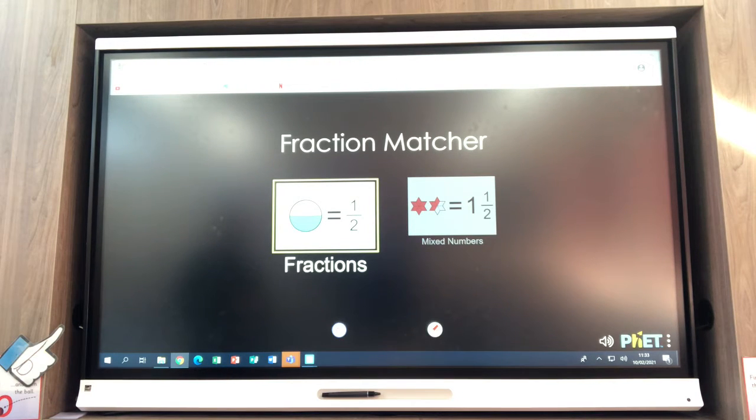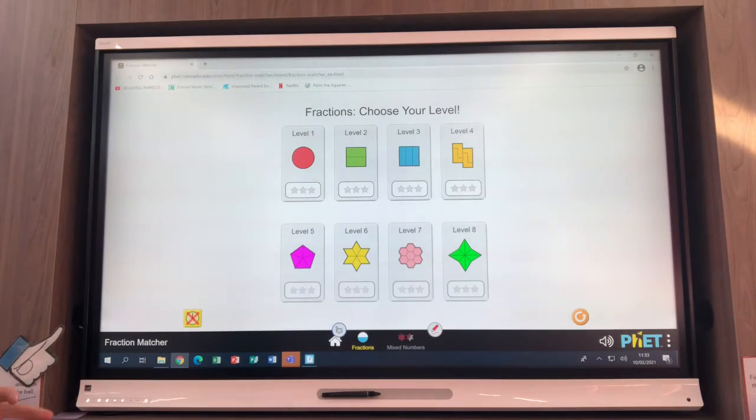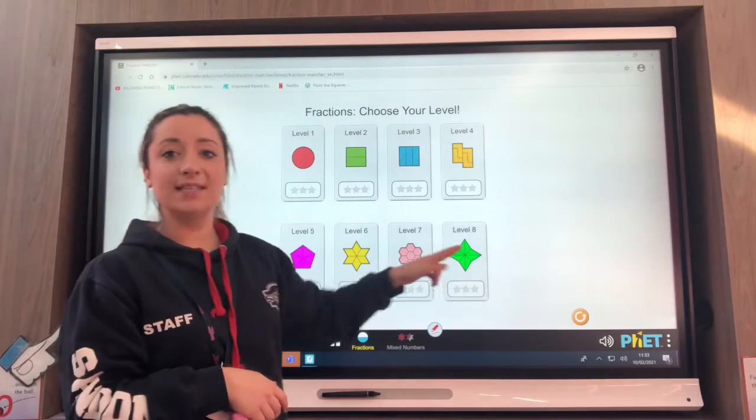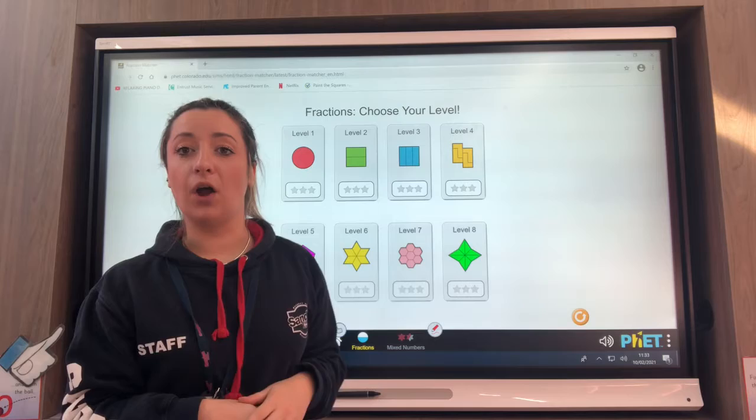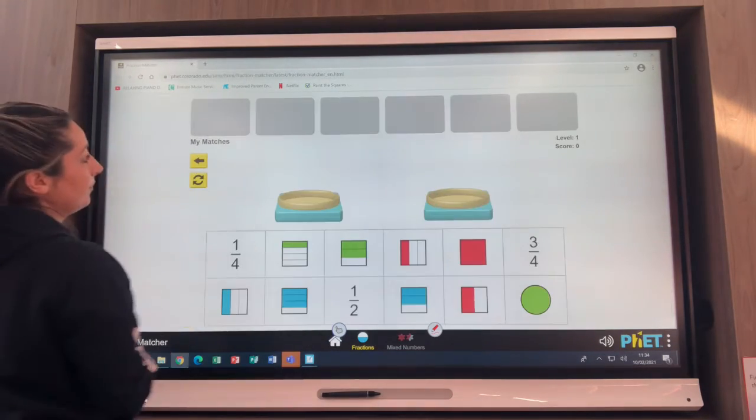Okay, so it's called a fraction matcher. So you're going to match the representation of the picture to the fraction. So we're going to go on this one here. And I'm going to start on level 1. Now, if you want to access this at home, then you can choose from different levels. It goes all the way from level 1 to level 8. So I'm going to go on level 1 just to show you the basics of how to get around it.